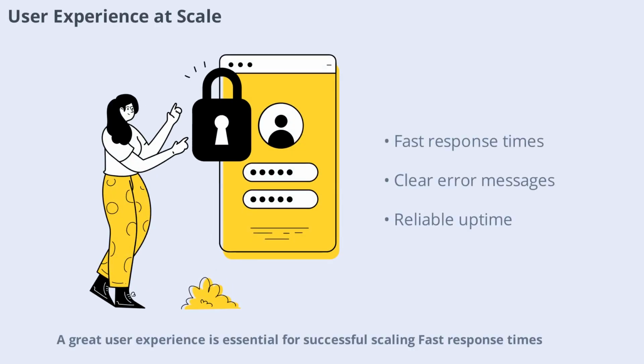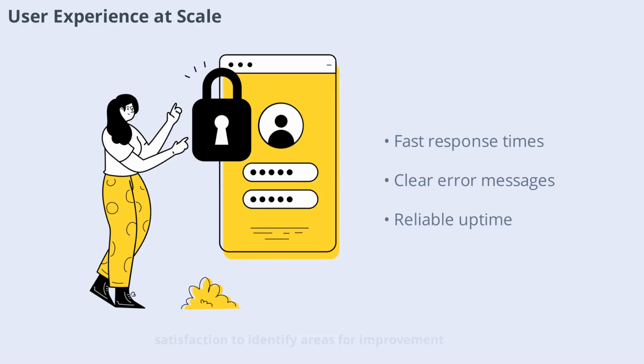Great user experience is essential for successful scaling. Fast response times, clear error messages, and reliable uptime keep users happy. Collect feedback and monitor user satisfaction to identify areas for improvement. Prioritizing user experience helps your API stand out and grow sustainably.